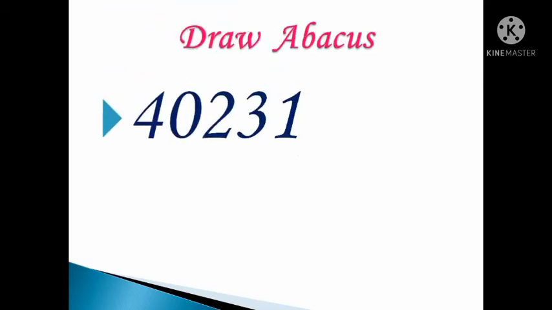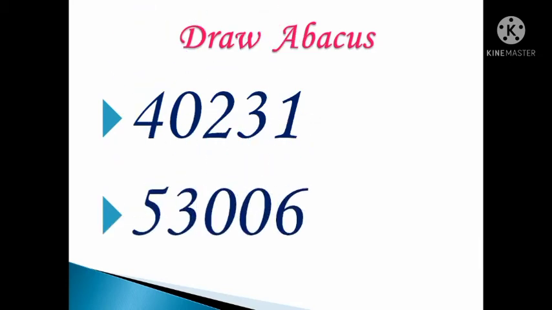Now let us draw abacus for the given numbers. It is 40,231. So you have to draw abacus with 5 strings. You have to draw the beads according to the given numbers. Second number is 53,006. Here zeros are given in tens and hundreds place. So we should not draw any beads in tens and hundreds place. Practice it.